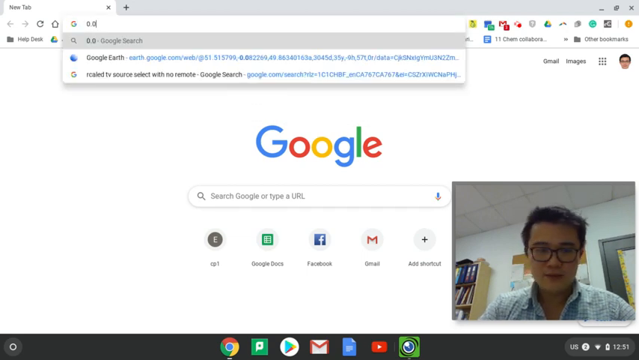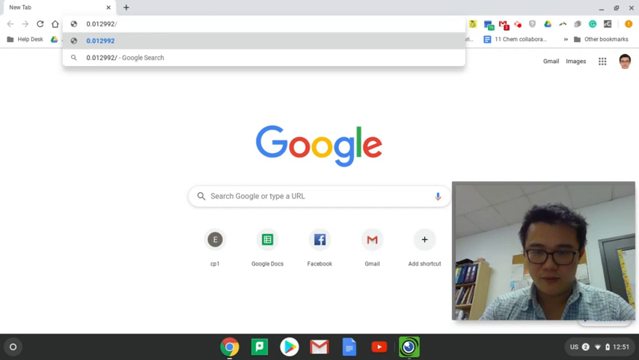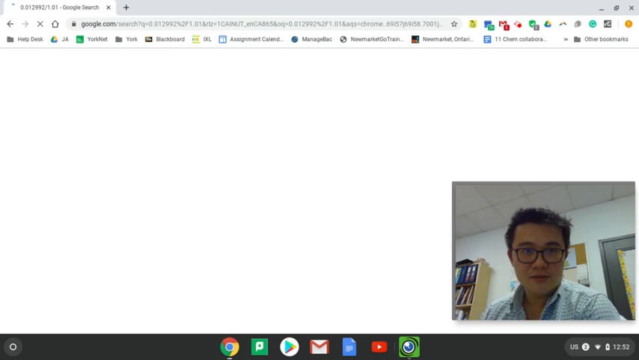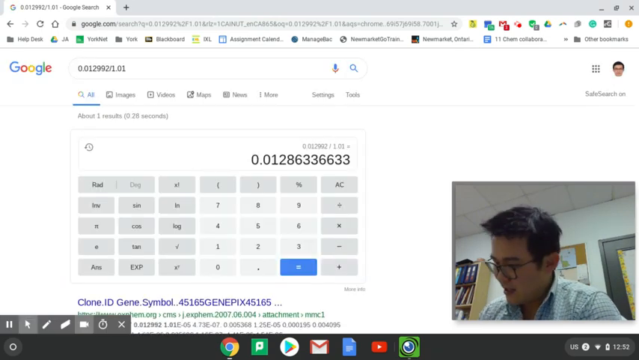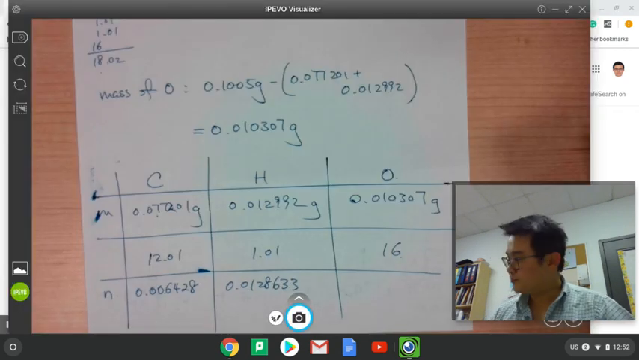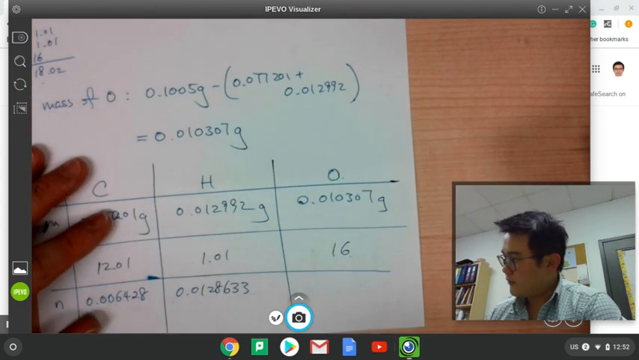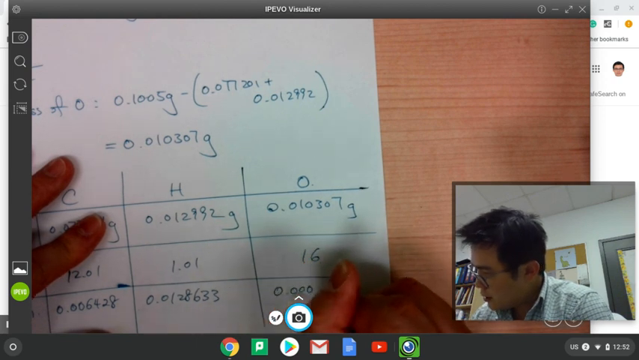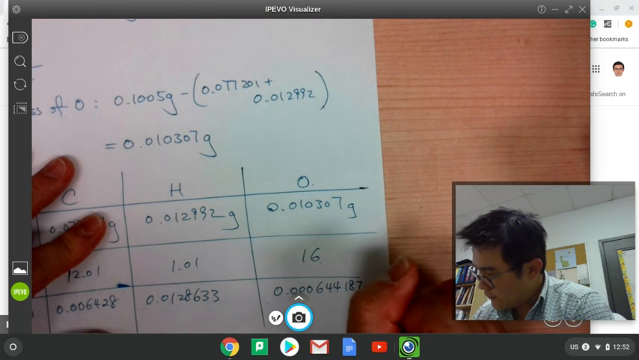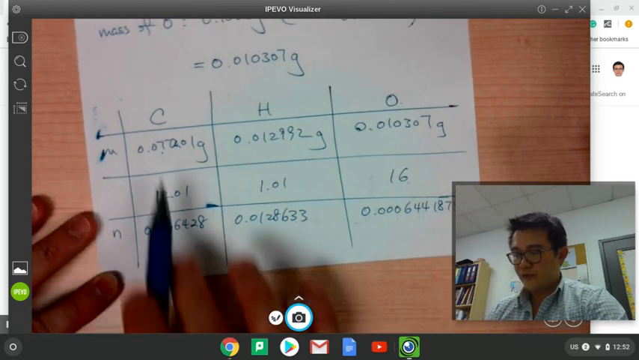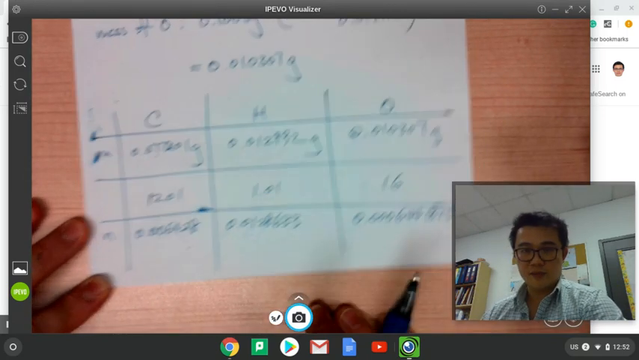Now this one I didn't pre-calculate, but something divided by 1.01 is probably not that far off. So 0.012992 divided by 1.01 gives me, yay, barely any difference, 0.0128633. Let's go with that. And this one divided by 16, I pre-calculated, and I got 0.1236441875. Okay, so I found the number of moles of each of these, carbon, hydrogen, and oxygen, from the sample.